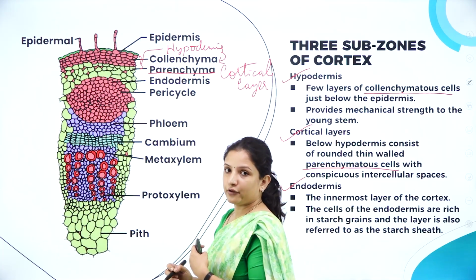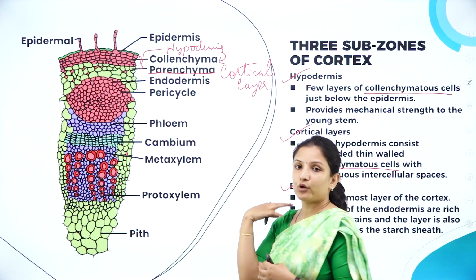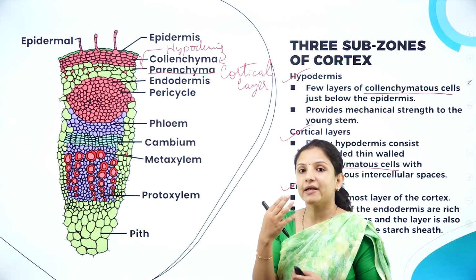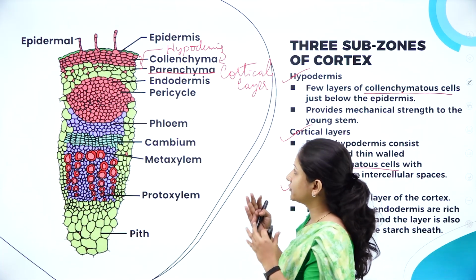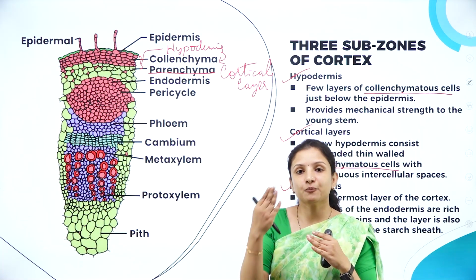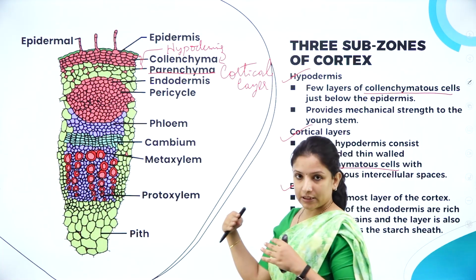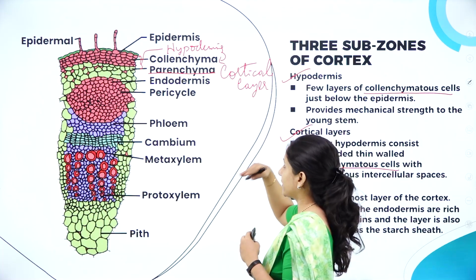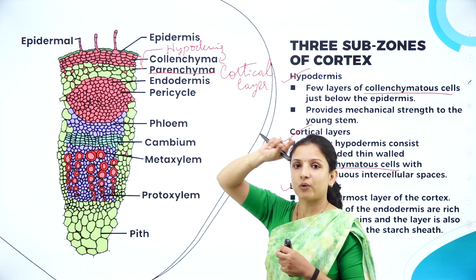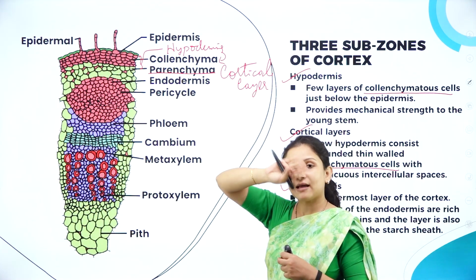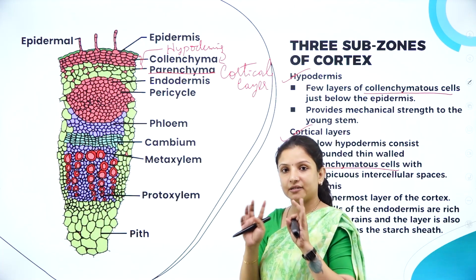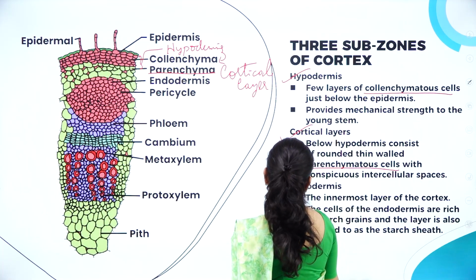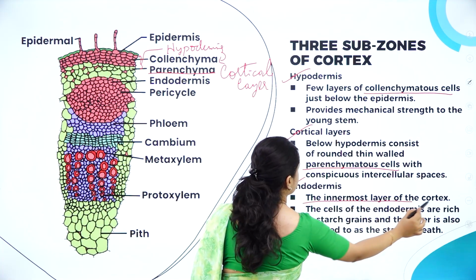Next, moving on to the endodermis. How we learnt about the epidermis, right? Epidermis is made up of parenchyma itself, but they are barrel shaped. Same way here also. Endodermis is present below the cortical layer, that is below the parenchymatous cells, and forms one layer of cells, which is again made up of parenchyma cells, but barrel shaped. So, the endodermis is the innermost layer of the cortex.